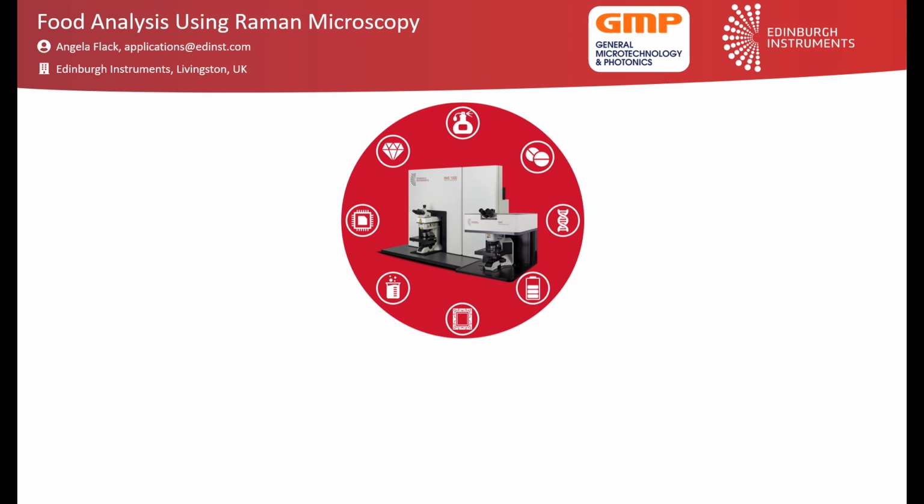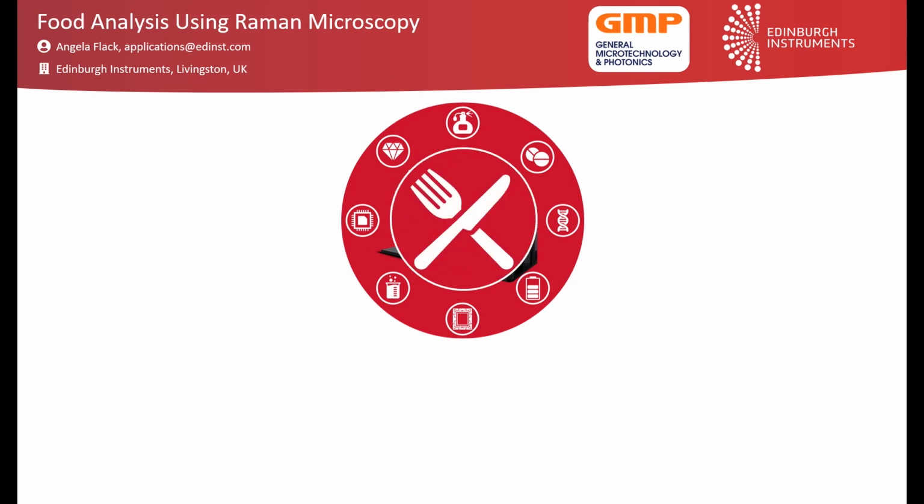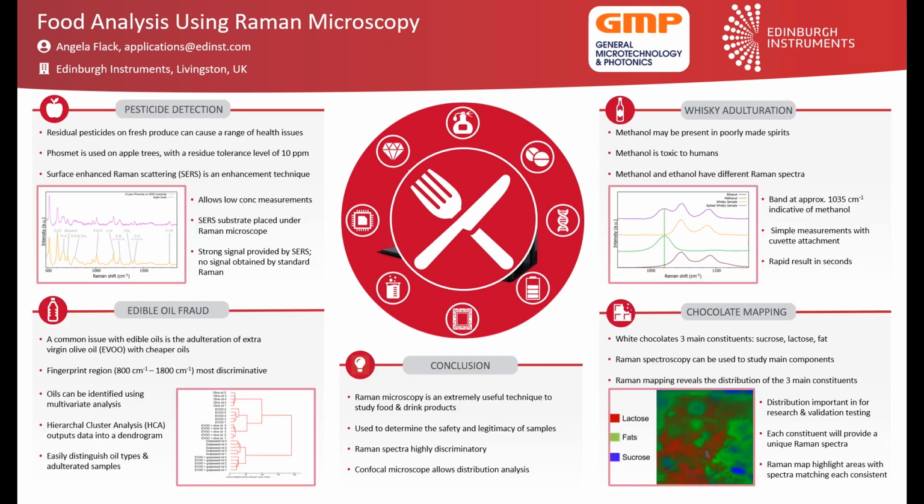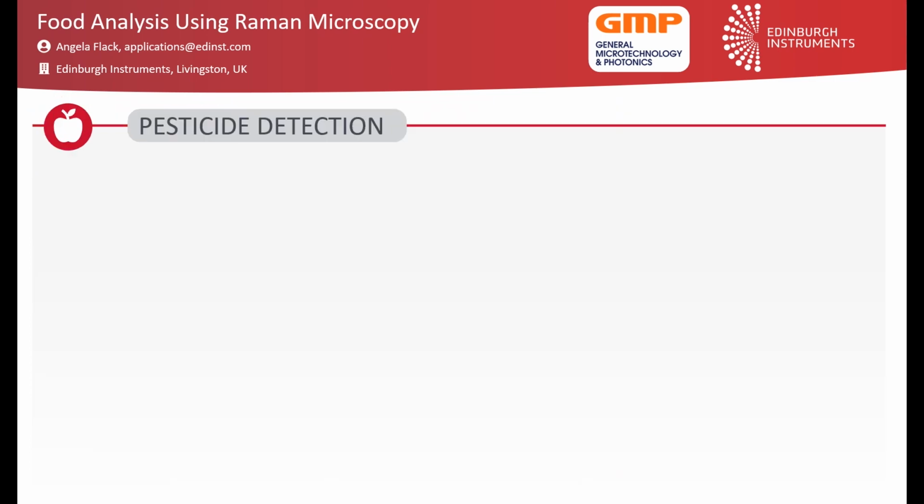Welcome to this poster presentation brought to you from Edinburgh Instruments in collaboration with GMP, detailing the use of Raman microscopy in the food and drinks industry. We will briefly introduce 4 different applications within the industry, and if you're interested to know any more about them throughout the presentation, QR codes will be displayed, which when scanned will take you to the application notes available on our website. Let's get started by discussing pesticide detection.